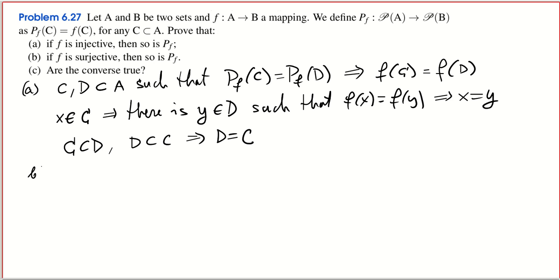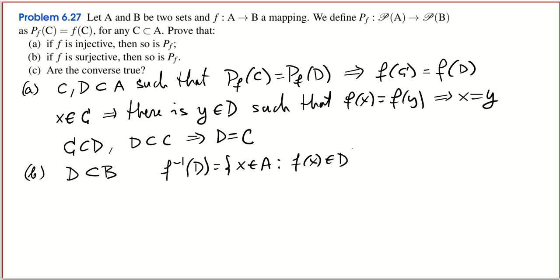Okay, now surjective. We're going to take a set D in B, a subset of B. Now, F minus 1 of D is the set of all elements in A whose image belongs to D. This is the inverse image of D, all the points in A that map into the set D.